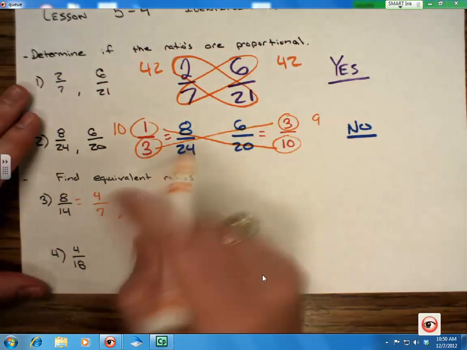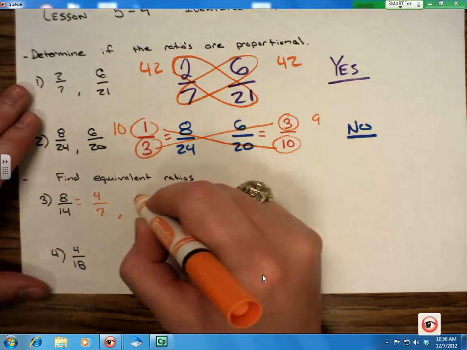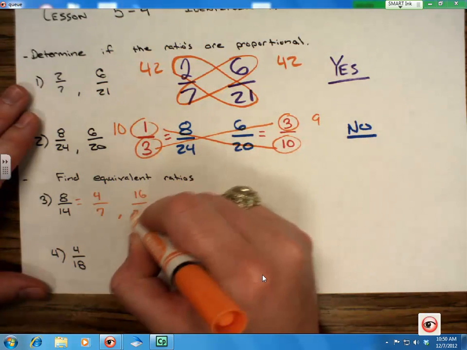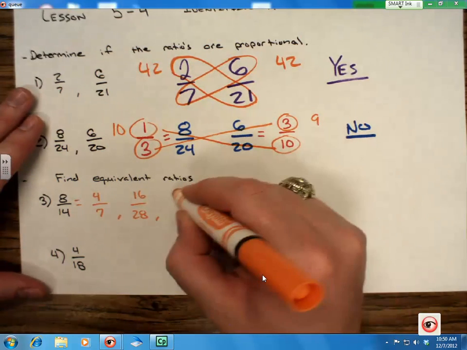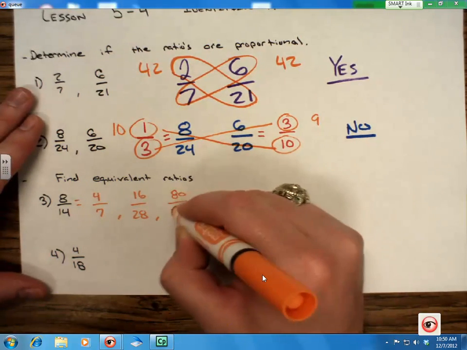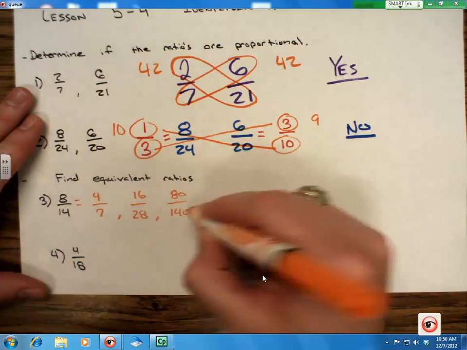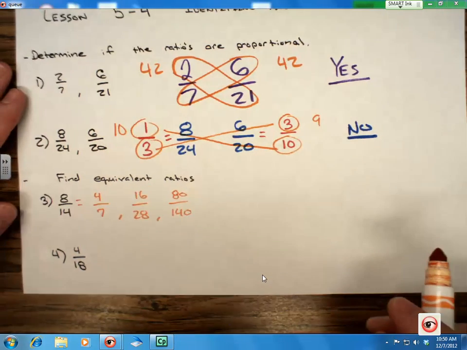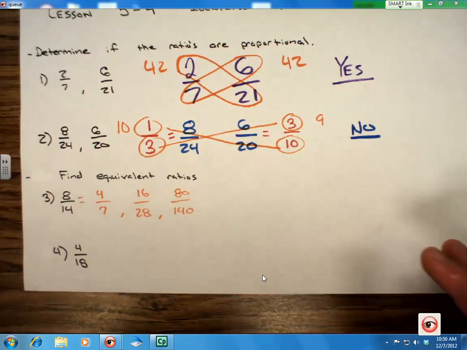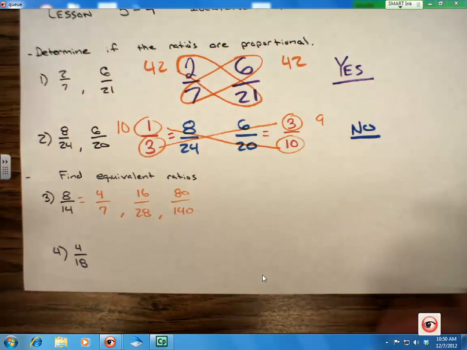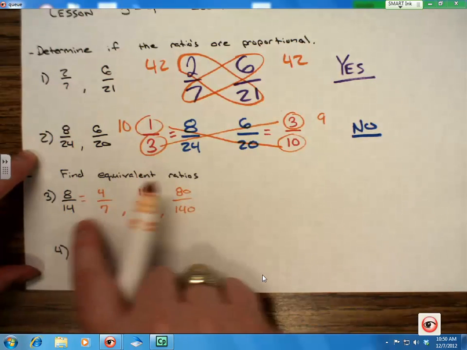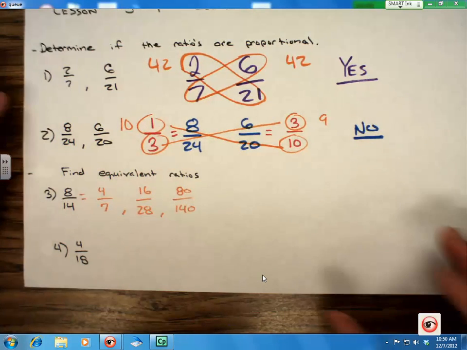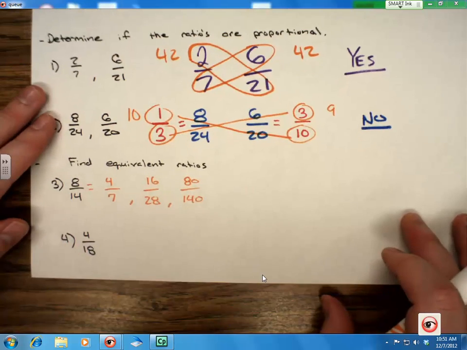But we could also multiply them times 2. We could make this, say, 16/28. That would be equivalent. We could multiply it times 10. We could make it 80/140. Any of those are acceptable. Those are all equivalent ratios. They equal each other. I mean, if we were to simplify these, they would simplify back down to, say, 8/14 or 4/7. They all equal. Okay? That's what we're looking for.